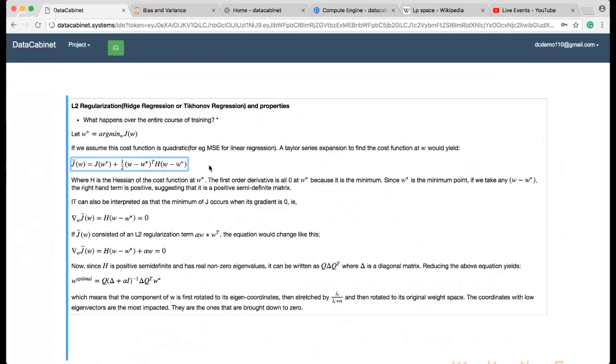Because this is the second order term, and because we are assuming that this is a quadratic function, there will be no third order term. The third order derivative will be all 0. So now we go.